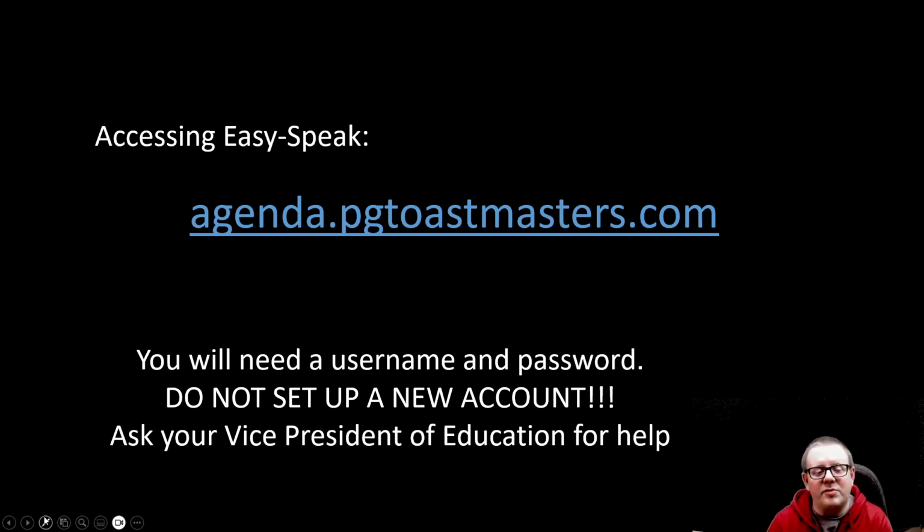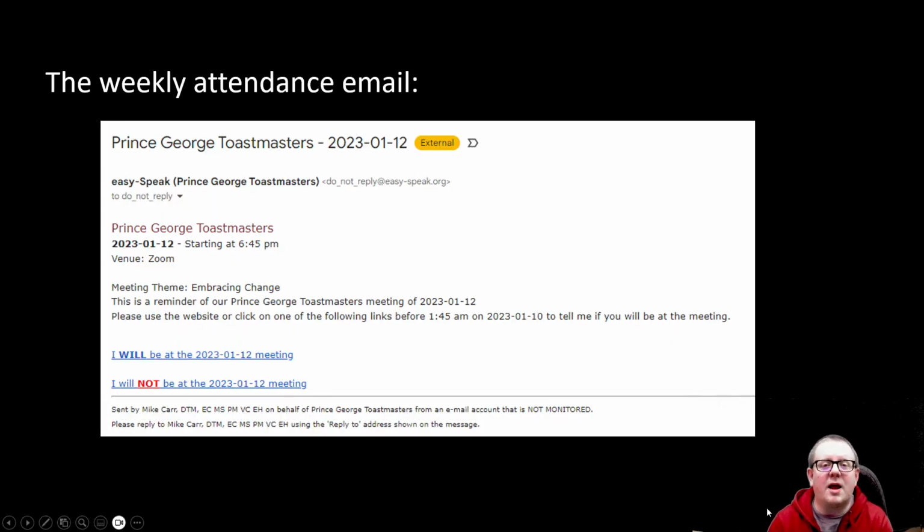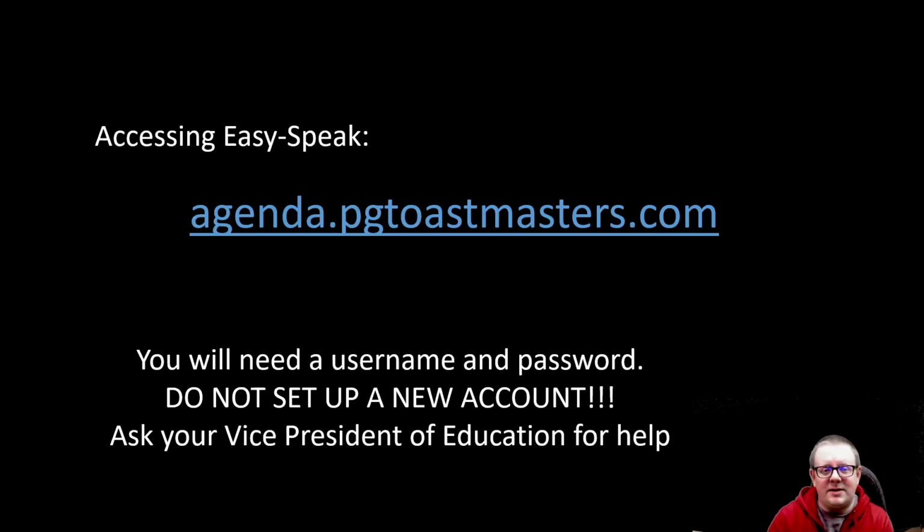Last thing that I wanted to cover with you is I wanted to just give you an idea what that attendance email looks like. Here is an example for January 12th. You see that there is a blue I will be at and a red I will not be at. Just as simple as that. Get the email, click on the link, let us know, and then we can appropriately plan the meeting so that you are undertaking meaningful tasks. That is EasySpeak in a nutshell.